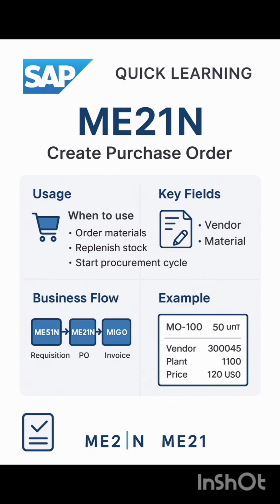In business flow, you have to write ME51N, then ME21N for PO, and then MIGO for invoice. Example is, you have to make a purchase order for a vendor for a plant 1100. It is being widely used in procurement of spare parts and raw materials.